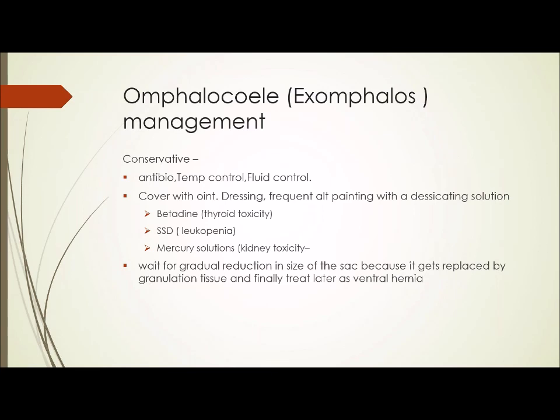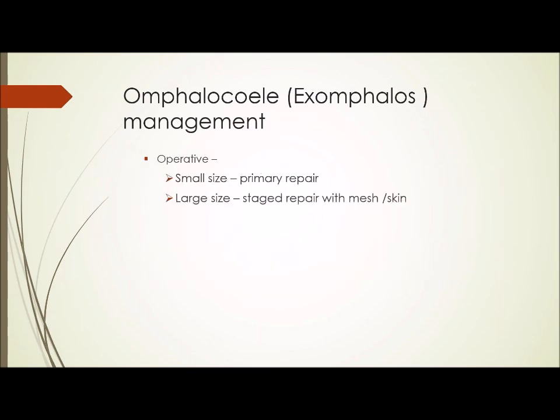Initially, they used a very good desiccating solution, which was mercury solution. It gave very good results. Immediately, within 2 to 3 days, there was scab formation. But the problem with mercury was that it led to kidney toxicity. So it has been discontinued. Nobody uses it anymore. So what are you waiting for? You basically wait for the gradual reduction in the size of the sac. And once it happens, then further treatment can be carried out as for a ventral hernia, right?